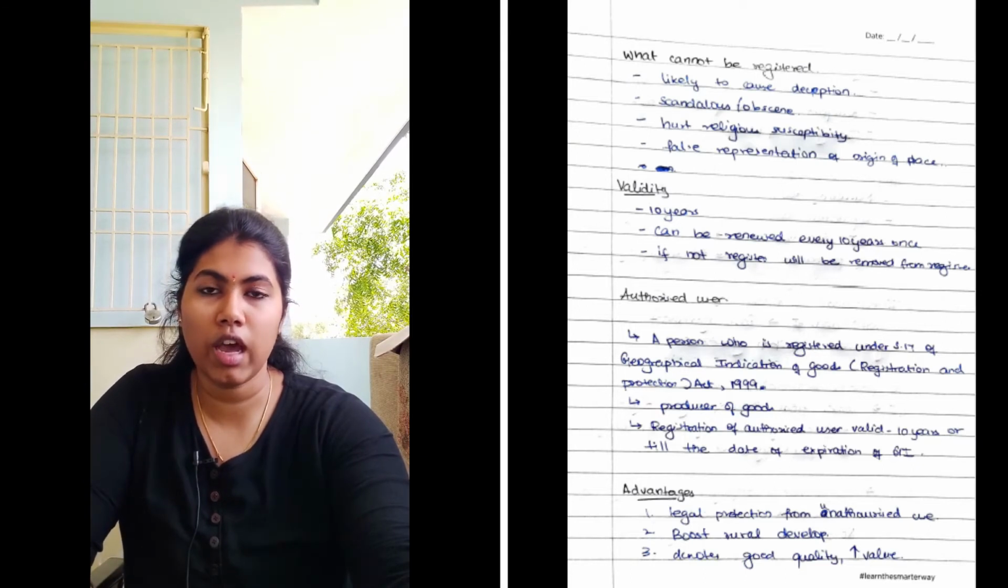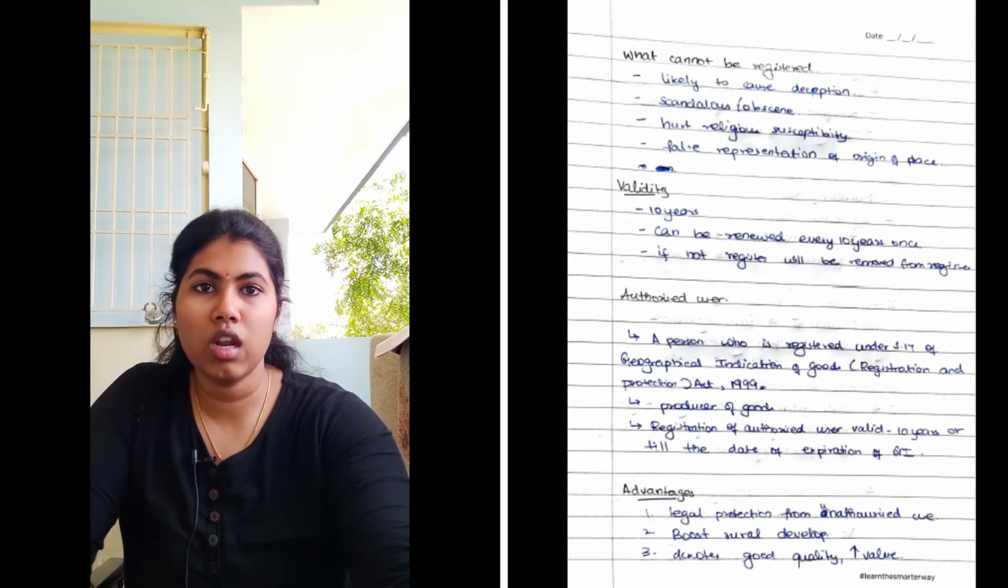So what are the advantages of having a product as a geographically identified product? The advantages are that it gives legal protection from unauthorized use or from theft of that particular product, the idea of the product, and it will boost rural development because most geographically identified products come from rural areas. And as the product is GI tagged, there is a belief in society that every GI tagged product is of good quality, and good quality in turn will increase the value of the product, thereby increasing the economic value of the company. So these are the advantages relating to the geographically identified product.